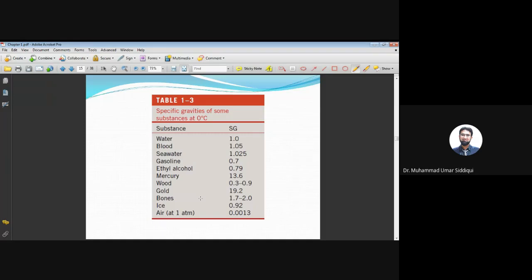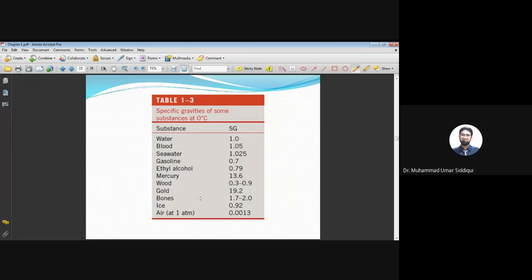Okay. We have gasoline. First of all, what is gasoline? The fuel we use. Perfect. So gasoline is the fuel we use. It's normally petrol. It's not gas. And its specific gravity is 0.7. So what do you think? Lighter than water, heavier than water? Lighter than water. Ethyl alcohol, lighter.